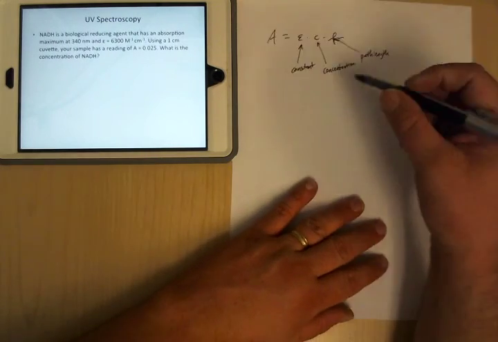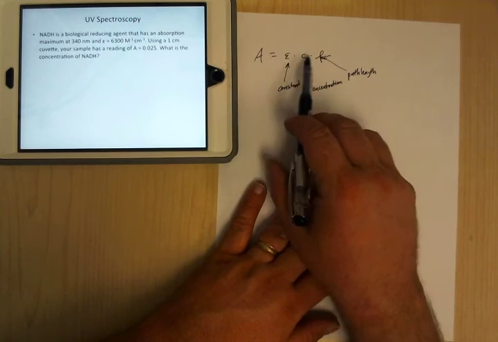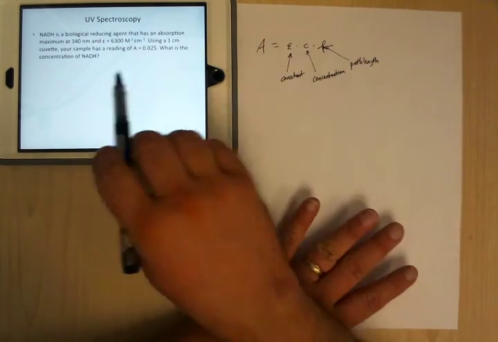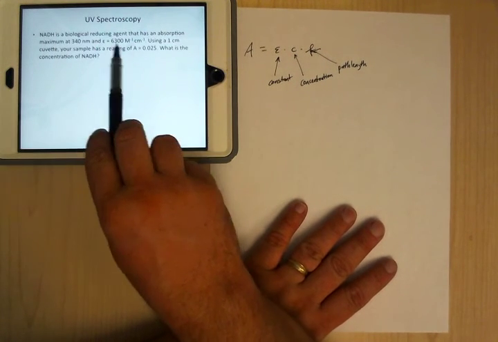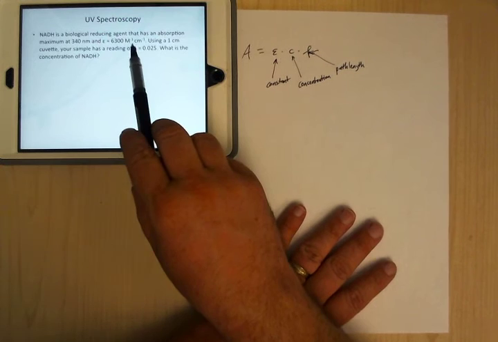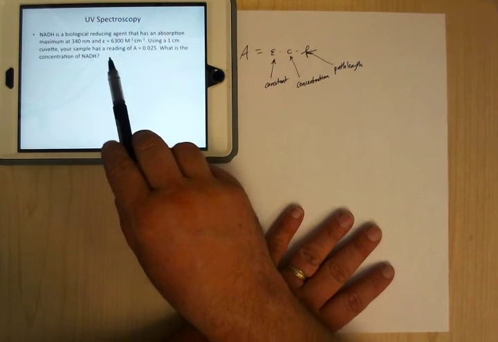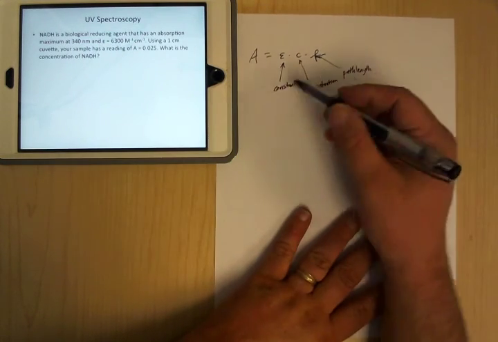So you can get a question like this, and usually what happens is I give you 3 of the 4 variables here, and you've got to figure out the 4th. So here we go. At 340 nanometers, NADH, which is a biological oxidant, a biological hydride, a biological H minus, has a molar absorptivity of 6,300.